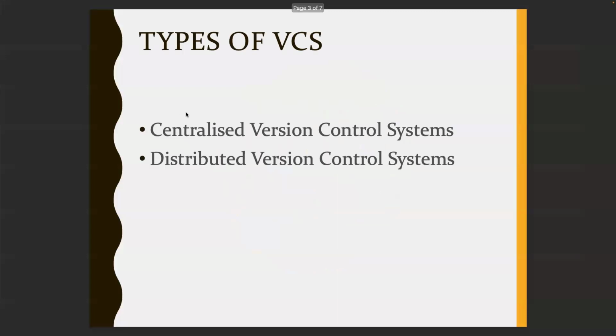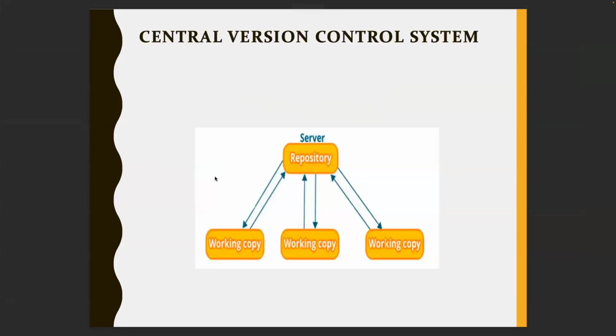So that's what a version control system is. Based on the architecture of their version control system, they were categorized as centralized version control systems and distributed version control systems. So what is a centralized version control system?